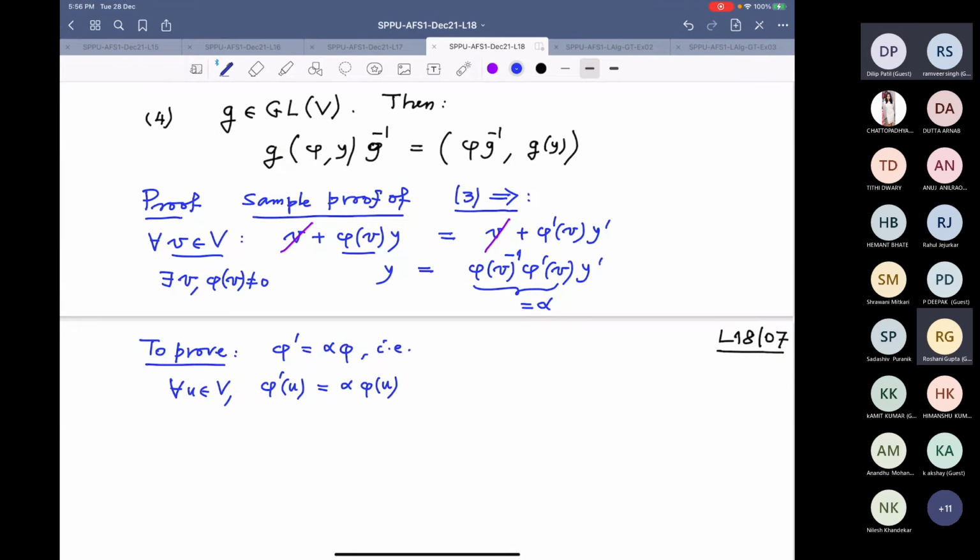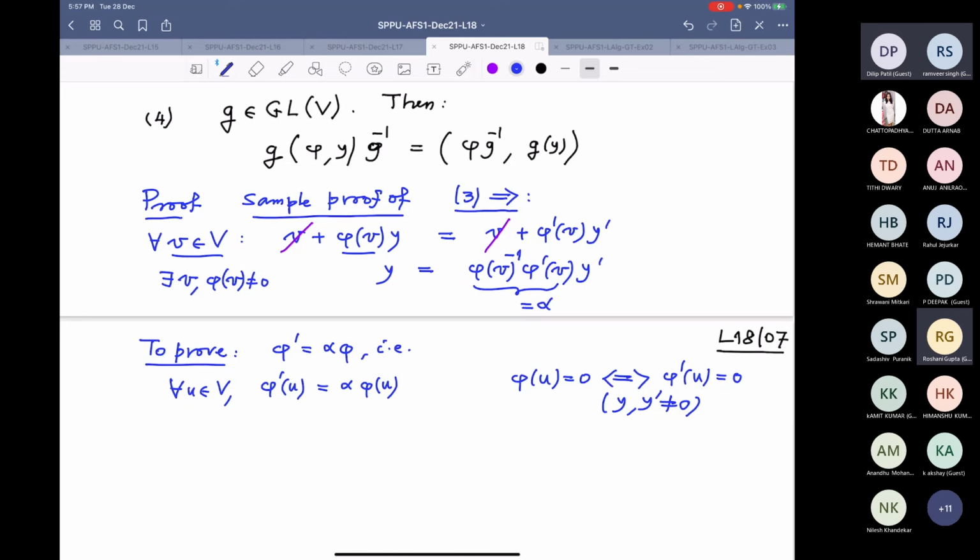All right, now let me see when it is zero. Note phi of u is zero if and only if this is zero, then this will also be zero, because alpha is a scalar. If you want an explanation, y and y prime are both non-zero. That is from this equation also you can see: the coefficient is zero if and only if this coefficient is zero.